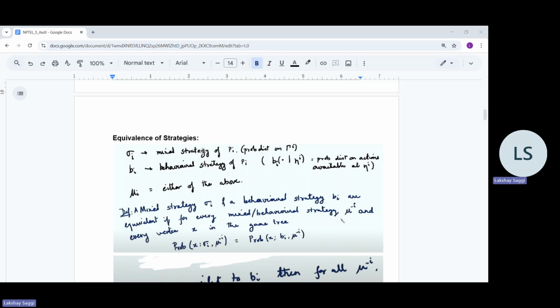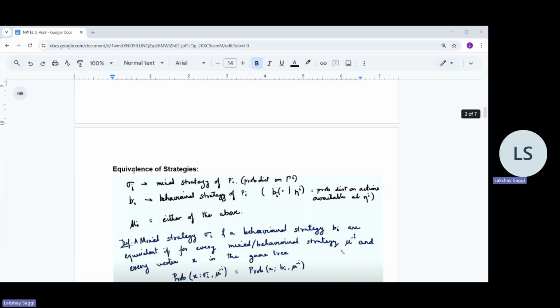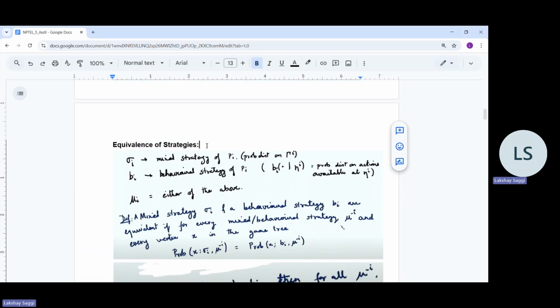So now, if we want to say whether these strategies are the same or whether they can be simulated, we need an actual definition of what we mean by simulation, right? And this definition is what is called equivalence of strategies. On a very high, intuitive level, a mixed strategy is said to be equivalent to a behavioral strategy, or vice versa, if given any mixed strategy, you can form a behavioral strategy which is equivalent to it. And what do we mean by equivalence?